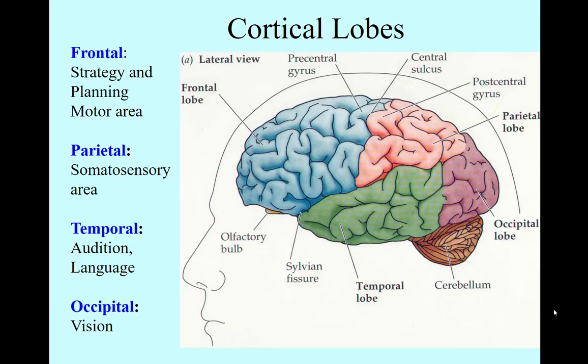All right, let's talk about the cortical lobes. There are four main cortical lobes that we usually talk about. Okay, they all have individual functions. First, I'd like to say something about the general function of the lobes.